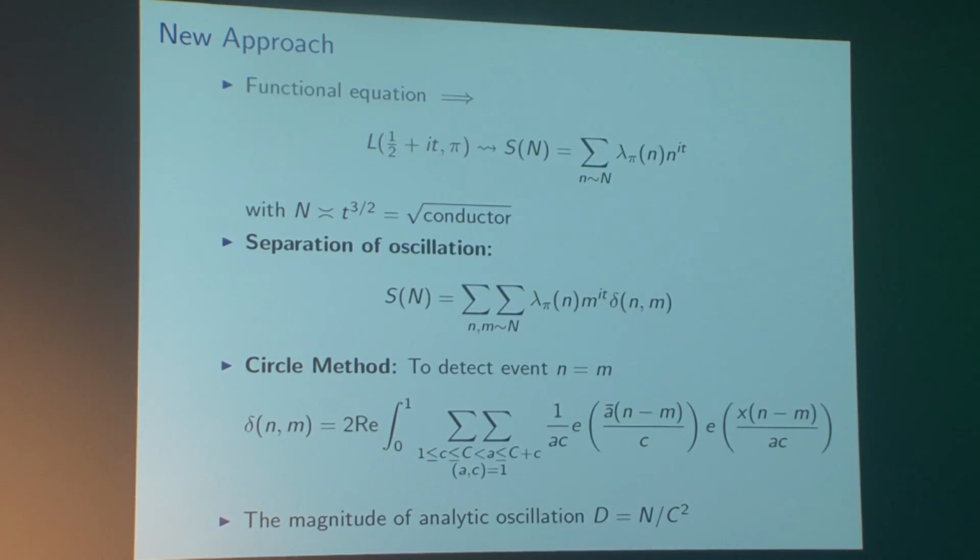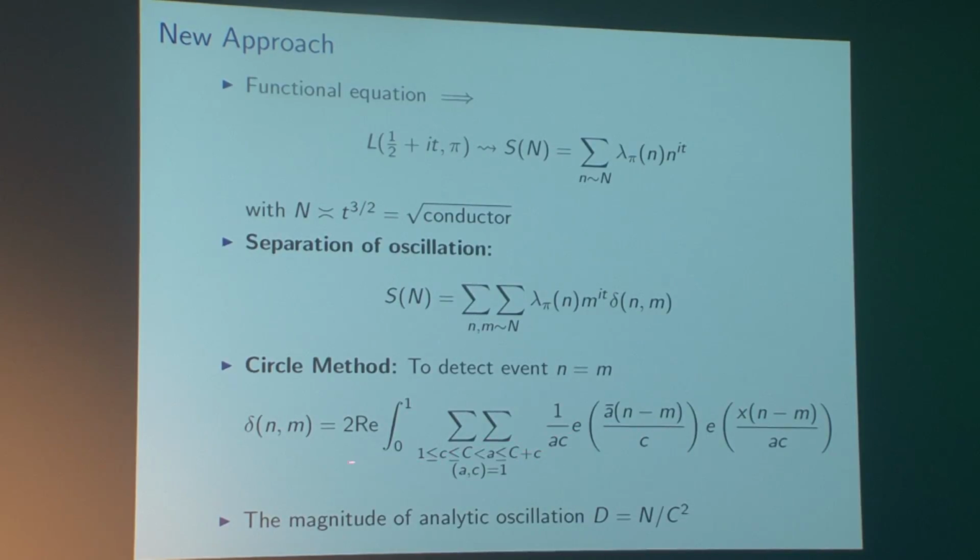So the idea is, so there are two types of oscillation that are playing a role here. One is the oscillation of the Fourier coefficient, the other oscillation of n to the power it. So you separate the oscillation. So the problem is to show that the correlation is small. So you separate them. So you can do it using, so delta(n,m) is 1 if n equals m and 0 otherwise. And you can detect this event using the circle method. So this is one formula, one form of the circle method. This is due to Kloosterman.